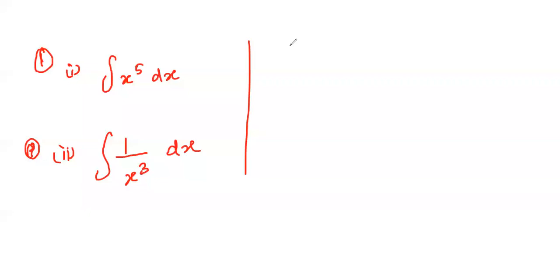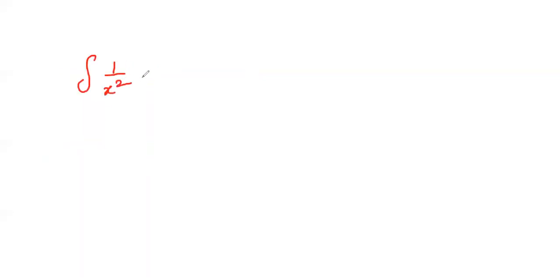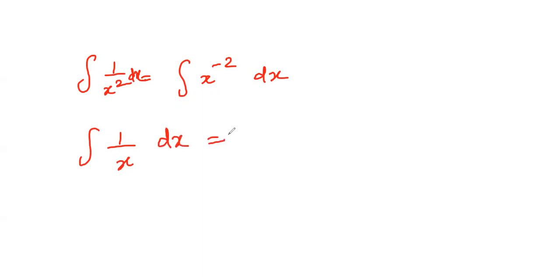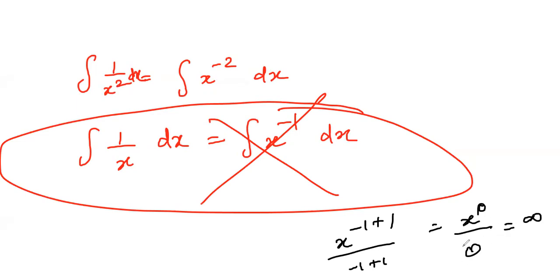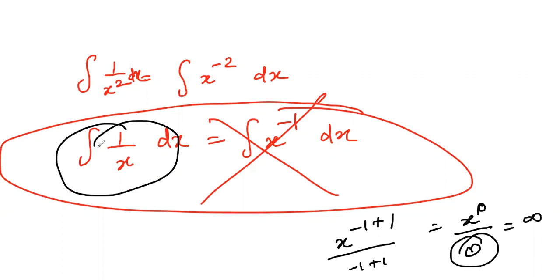I'll give you an interesting one. You can solve x power minus 2 dx as x power minus 2. We are allowed to do this. But in case you have 1 upon x dx, you cannot write this as x power minus 1 dx. We are not allowed to do this. I'll tell you why. If you integrate this, it will become x power minus 1 plus 1 upon minus 1 plus 1. So it will be x power 0 upon 0, which is in the indefinite form. You are getting 0 in the denominator. You cannot define this. Understood?